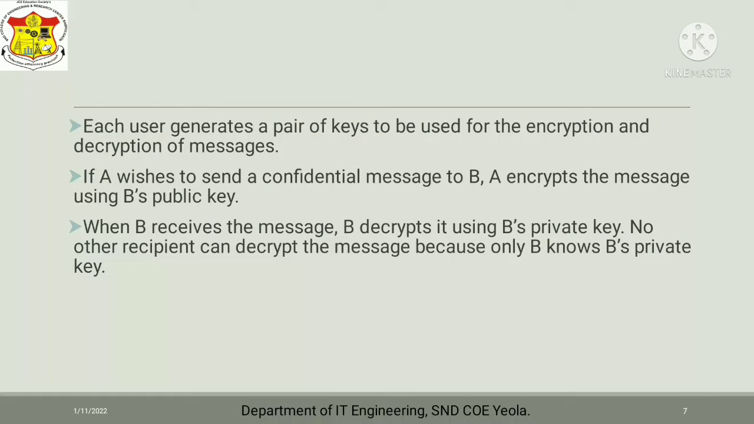As I said, each user generates a pair of keys: the first one for encryption and the second one for decryption, that is the public key and the private key. The public key is used for encryption and the private key is used for decryption. If A wishes to send a confidential message to B, then A encrypts the message using B's public key. When B receives the message, B decrypts it using B's private key. No other recipient can decrypt the message because only B knows B's own private key.